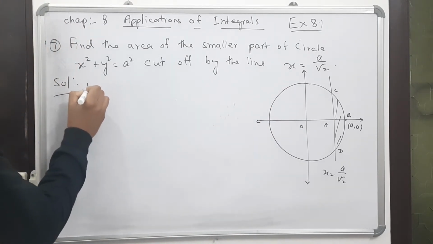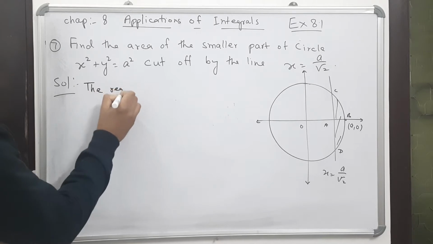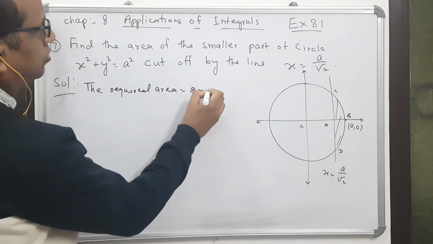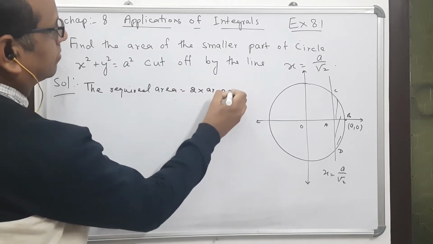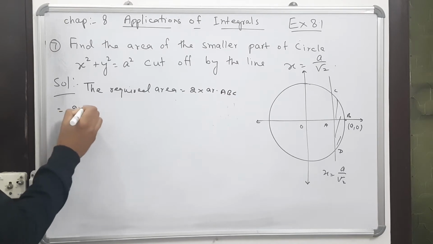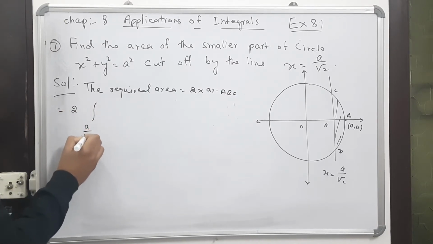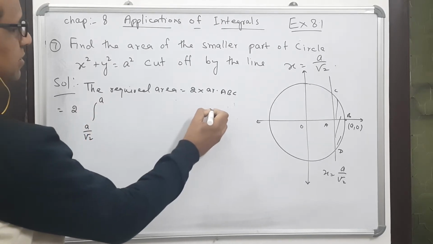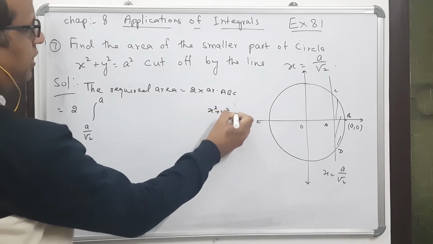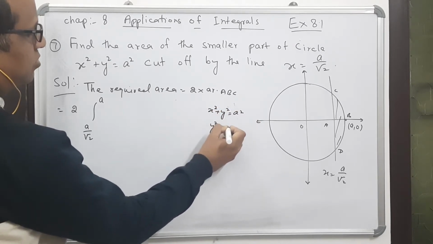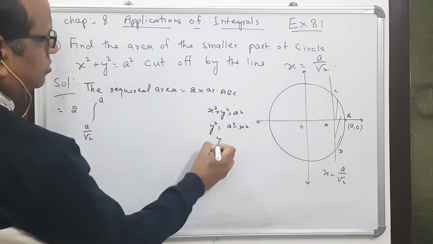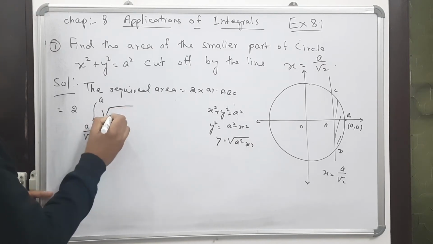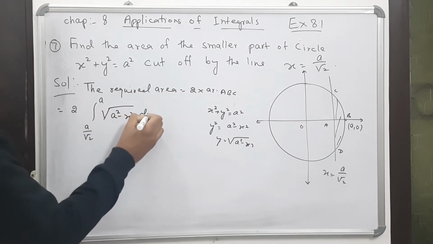So the required area equals 2 into area ABC, that is 2 into the integral from a by root 2 to a of y of the circle. You see the circle is x squared plus y squared equals a squared. So y squared is a squared minus x squared, or y is root of a squared minus x squared. So we write here root of a squared minus x squared dx.